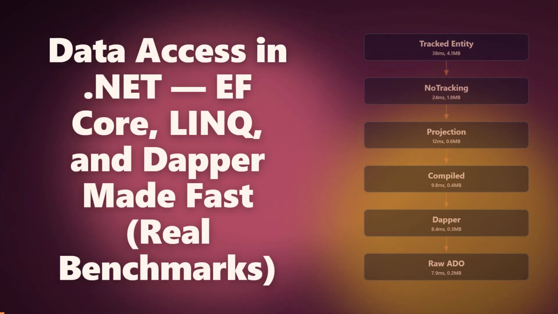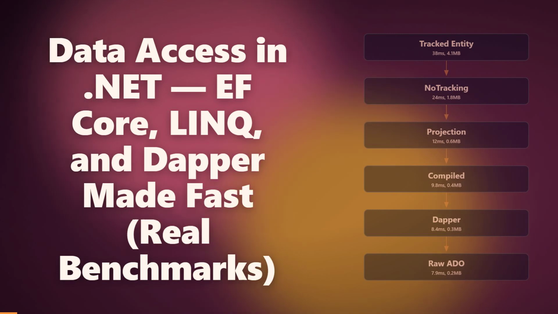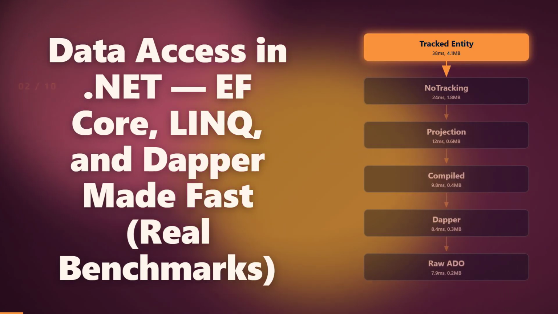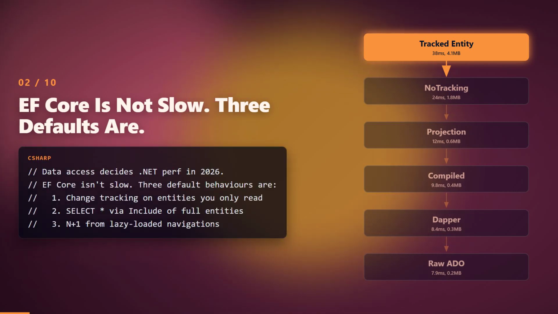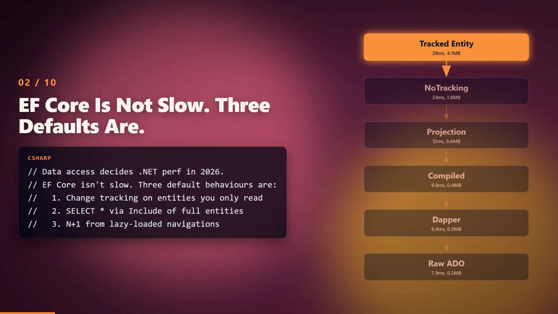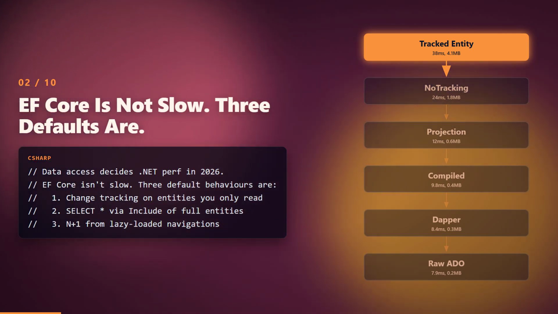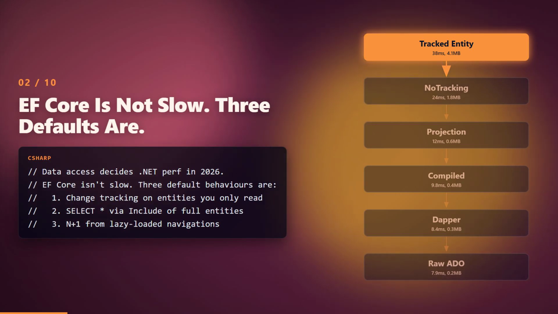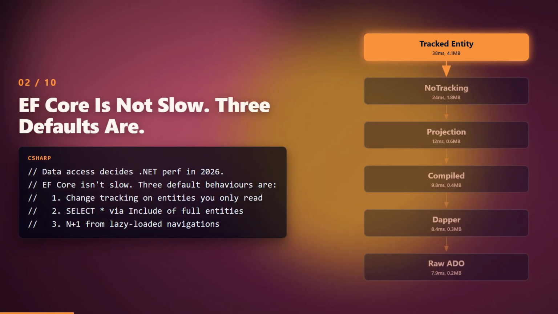Data access in .NET. EF Core, LINQ, and Dapper made fast, real benchmarks. Data access is where most .NET apps win or lose their performance budget. EF Core is not slow. Selecting star, tracking entities you will never modify, and N+1 navigations are slow. The fix is a hierarchy of perf levers, not a rewrite.